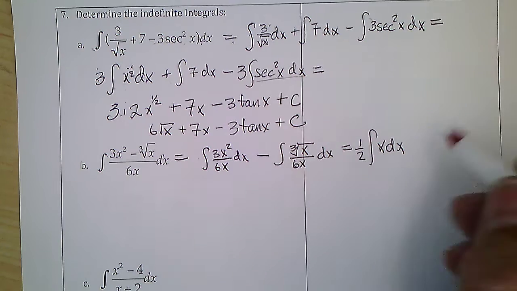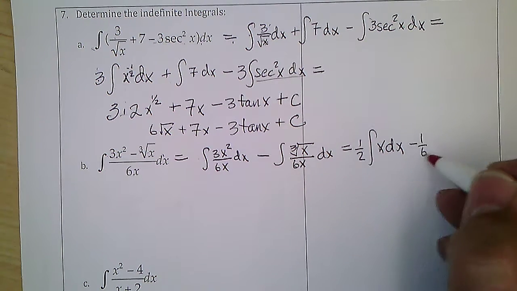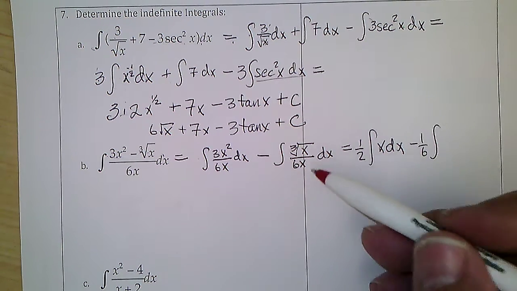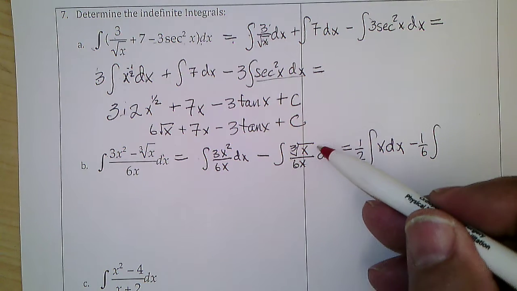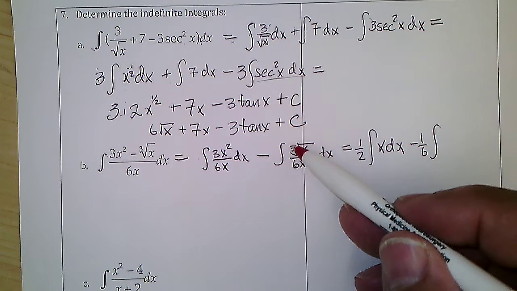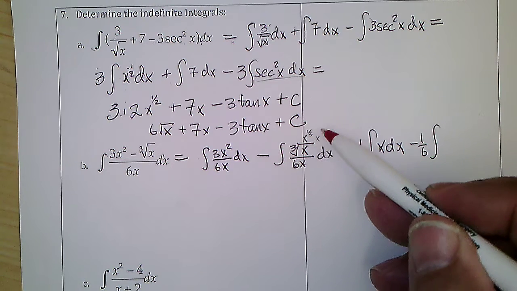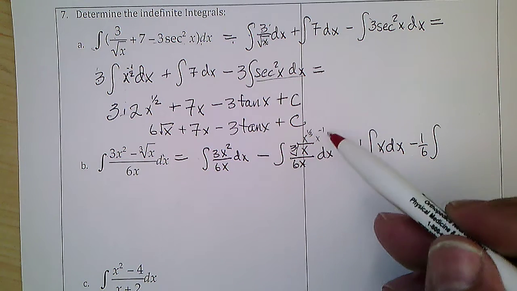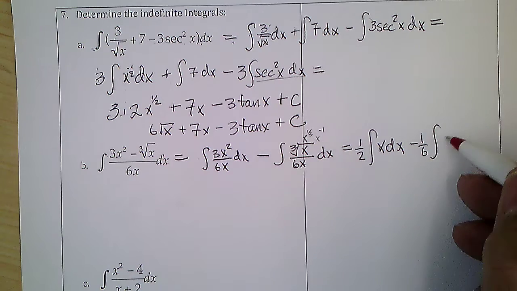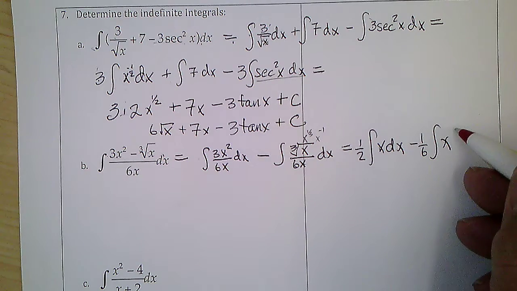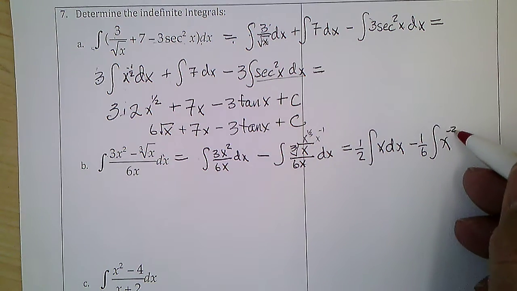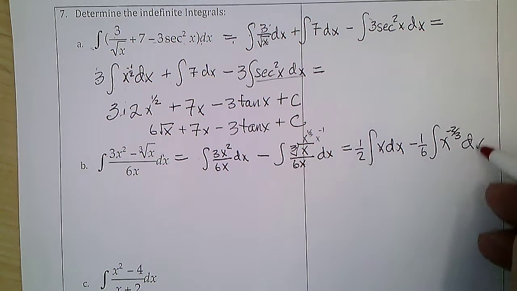This is minus 1/6 the integral, and this is x, and if I bring it up, it's x to the minus 1. Cube root of x is x to the 1/3. So this would be x to the negative 2/3 dx.